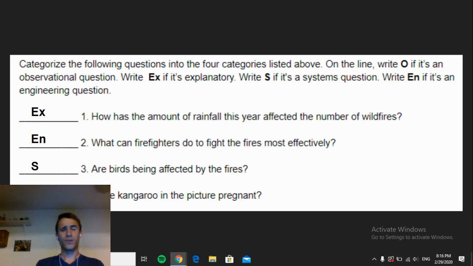Last but not least, guys, the question says, is the kangaroo in the picture pregnant? This is a simple yes or no. It's based on observations. In the picture, it looks like it's pregnant. My question is, is it pregnant? That's what I'm noticing. That's an observational question. Go ahead, continue with the next 4 questions, and pause the video until you do that, and then restart the video to move on.